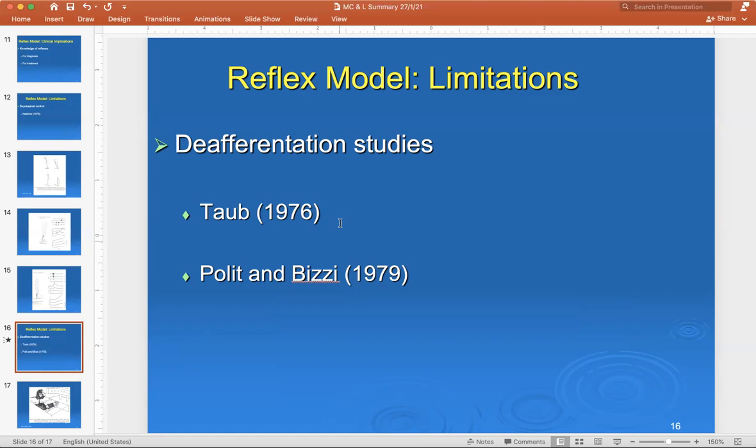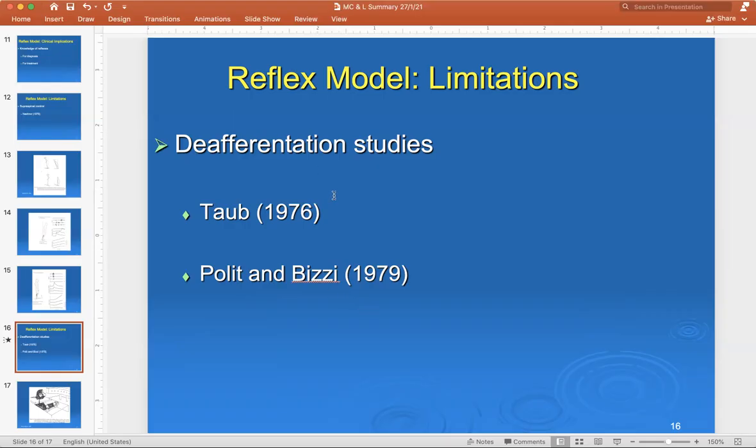Constraint-induced therapy is a quite powerful technique, and it's quite widely used at the moment. And I'd hope so anyway, because it has been shown to be quite effective in improving the function of limbs that have been affected by a stroke, for example.